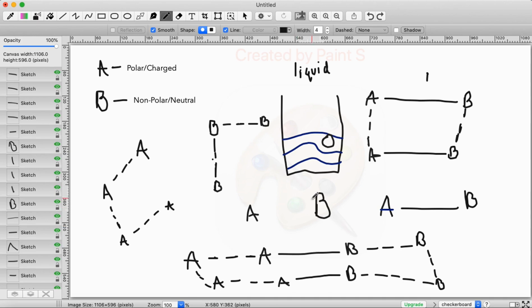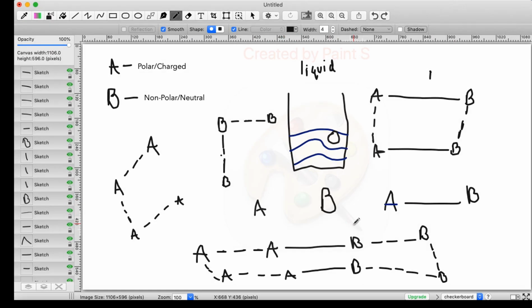Well, they don't interact with each other, but then you end up with one liquid, one liquid where everything connects together. But A still doesn't connect with B. A only connects with A. But these molecules are all linked together. I should say they're all interacting. I think that's pretty much it.